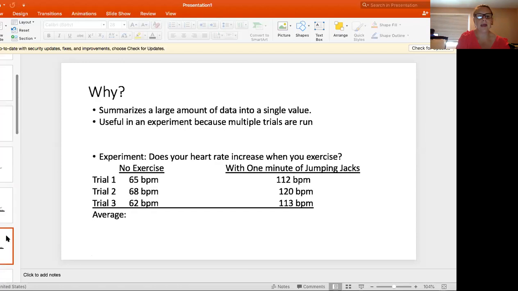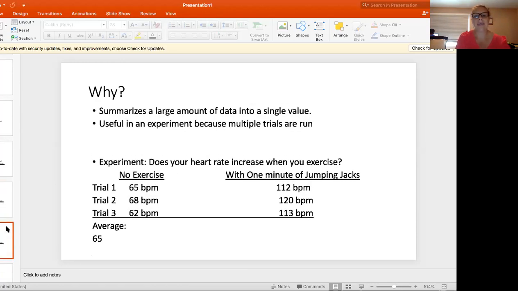In order to calculate the average, if we start first with the no exercise, you will take the 3 numbers that you have there and first add them. So 65 plus 68 plus 62, that's these 3 numbers right here. Make sure you press equals on the calculator if you're using a calculator, and you'll get the total. That's the first thing you want to do. So in this case, it's going to be 195.